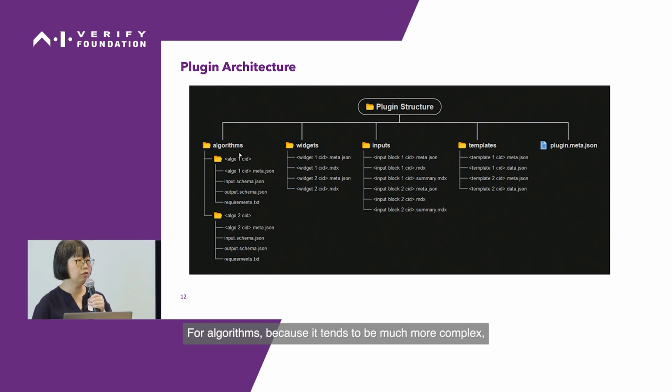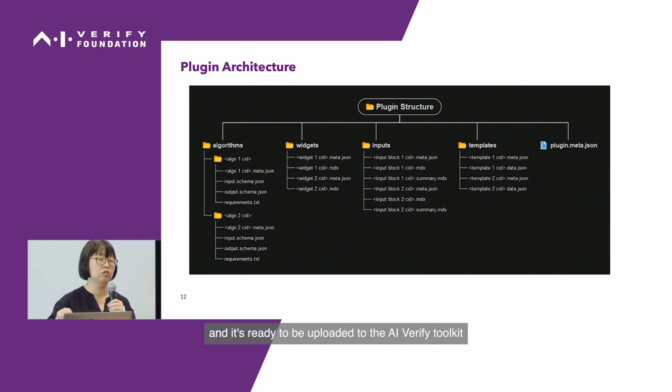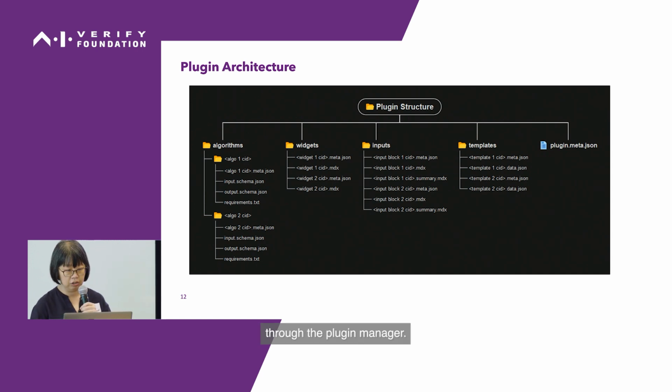For algorithms, because they tend to be much more complex, the algorithm is 2-layer. So each algorithm will have a subdirectory under the main algorithm folder. Then when all these files are ready and tested working, we just compress it into a zip file and it's ready to be uploaded into the AI Verify toolkit through the plugin manager.